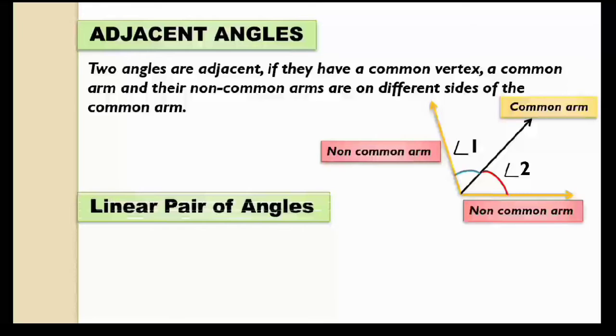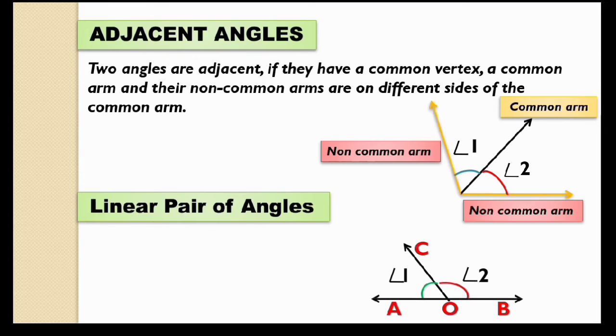Let's see what is linear pair of angles. Students, look at this diagram. As you can see here, angle 1 and angle 2, it means angle AOC and angle BOC, both the angles together making a straight line. These types of angles are called linear pair of angles. It means angle 1 plus angle 2 equals 180 degrees. If two adjacent angles are making a straight line, they are called linear pair of angles.